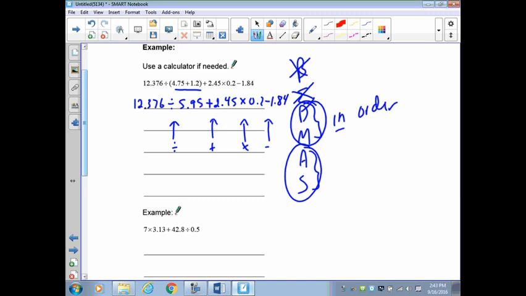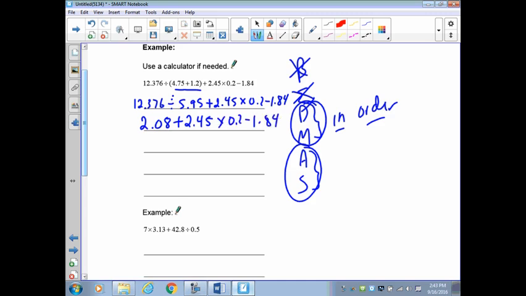So in order to make this work, let's take a look at divide and multiply in order. Now I have a divide and the multiply right here and right here. So I have to divide first, then multiply. So this is my next job right there. So taking this and getting rid of it, so I have room. So 12.376 divided by 5.95 is 2.08 plus 2.45 times 0.2 minus 1.84.